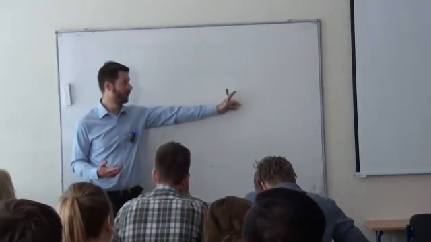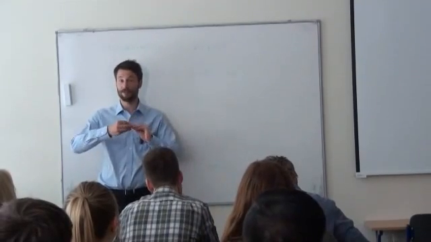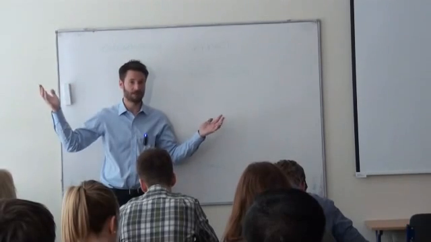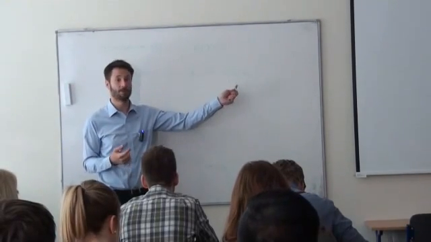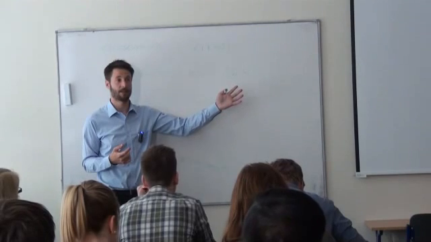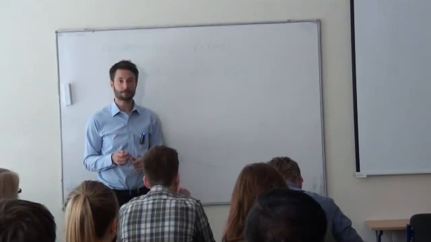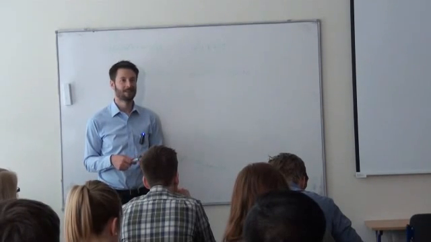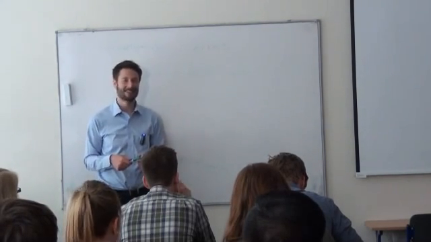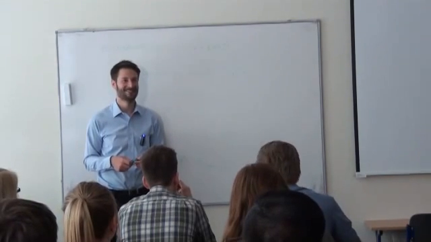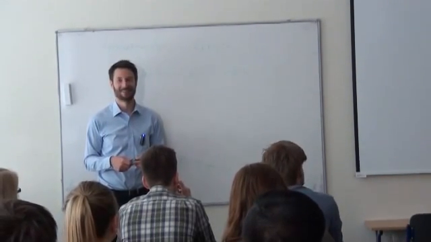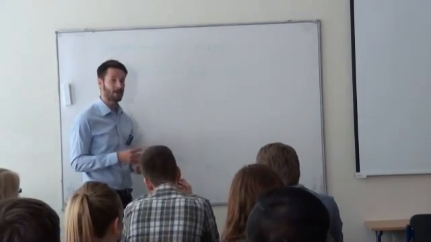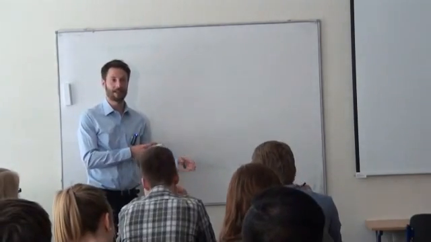But here we have 4 double bonds. So the saturated form would be called eicosanoic acid. Clear? 20 carbons, carboxylic acid, called eicosanoic. But we have 4 double bonds there. So it's not going to be eicosanoic acid, it's going to be... Yeah, almost. Anybody? It's going to be called eicosatetraenoic acid.